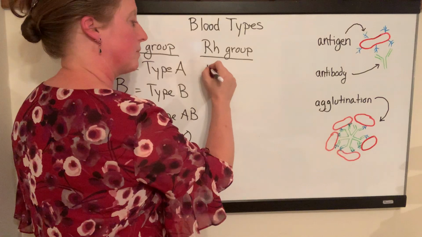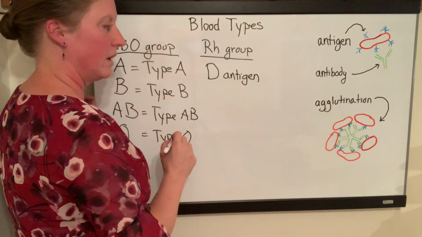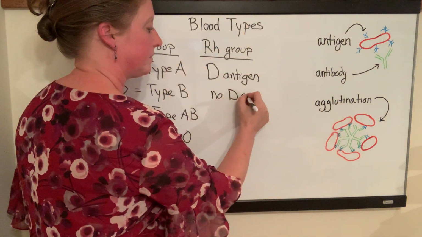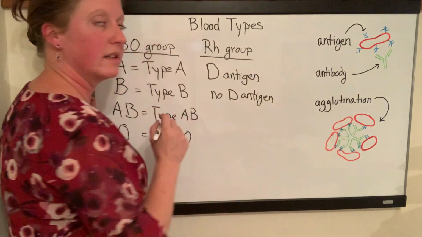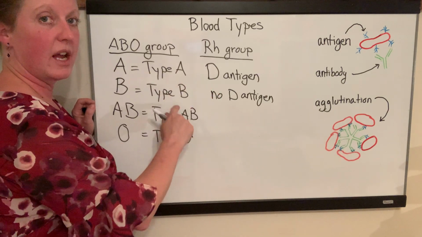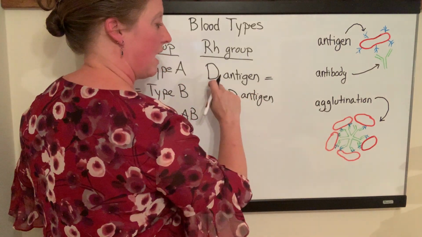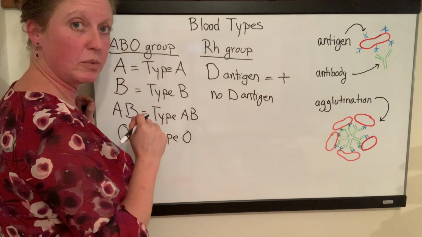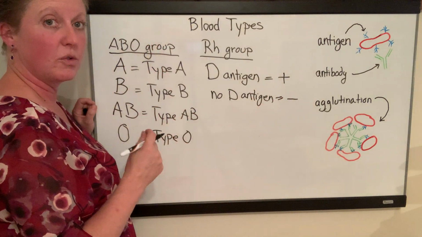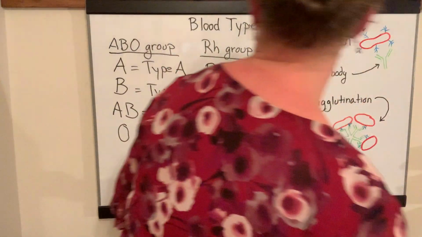Now, in the RH group, you either get a gene that gives you the D antigen, right? Don't ask me why it's called D. Or you get no D antigen. Okay, slightly simpler than what we saw with the ABO group. However, we don't say that I have type A D blood or type B no D blood. Instead, we say that if you have the D antigen, you have a positive blood type. You are positive for the D antigen. And if you have no D antigen, then you are negative, meaning you tested negative for the antigen. So let's take a look at what some of those blood types would look like.